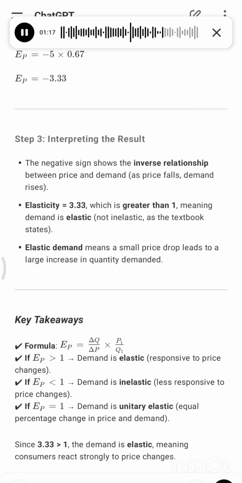Formula: EP equals ΔQ/ΔP times P1/Q1. If EP is greater than 1, demand is elastic, responsive to price changes. If EP is less than 1, demand is inelastic, less responsive to price changes. If EP equals 1, demand is unitary elastic, equal percentage change in price and demand. Since 3.33 is greater than 1, demand is elastic, meaning consumers react strongly to price changes.